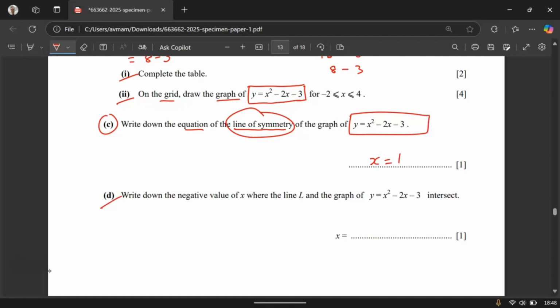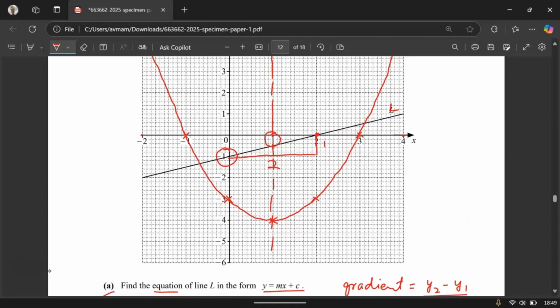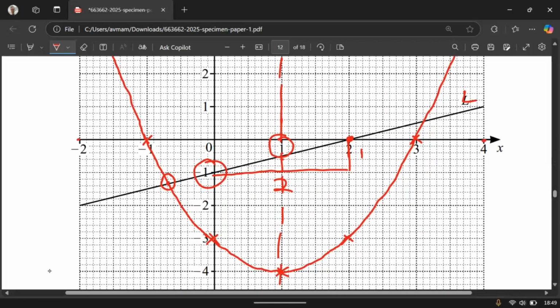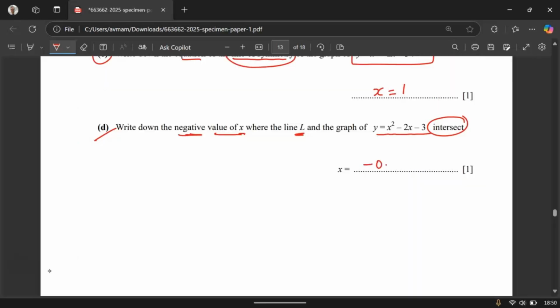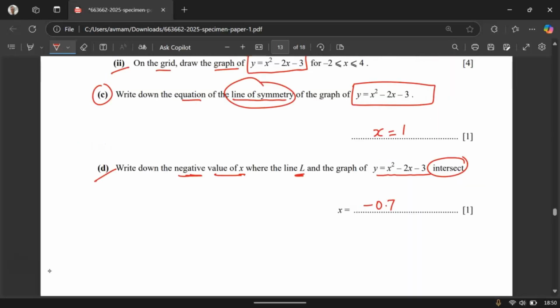And question D, write down the negative value of x where the line L and the graph of y equal to x squared minus 2x minus 3 intersect. Now, if you look at the point of intersection is right over here. For the line L and the quadratic graph, we need to write the negative value of x. And then if I go up all the way here I have this point, negative 0.7. Okay. So that's all for now.